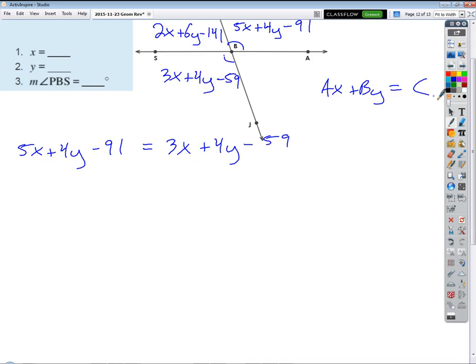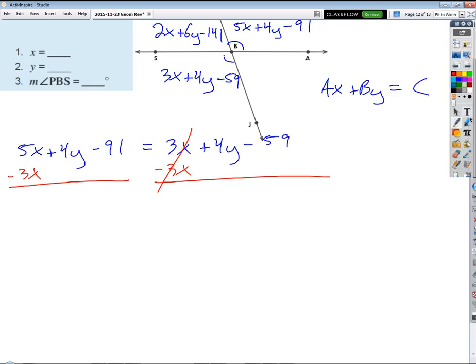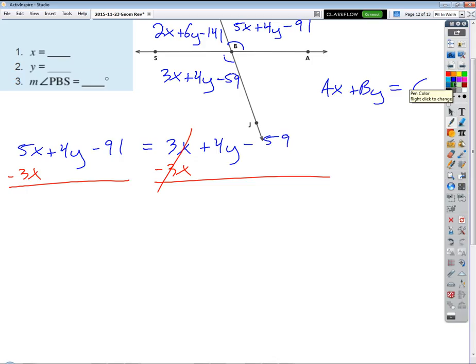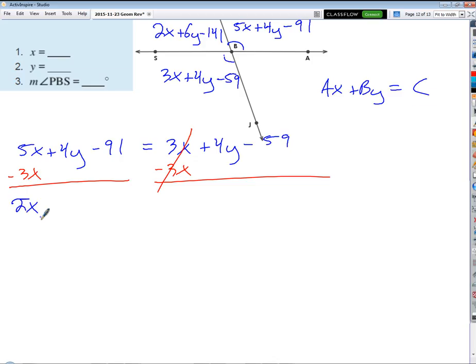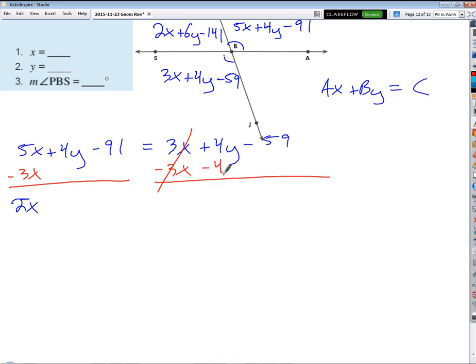I've already got an x term over there, but I've got this one here on the right side. I've got to get it to the left, so I subtract 3x from both sides. That gets rid of the x's from that side. Now I'm going to end up with them on this side. How many x's am I going to end up with? 2x. Good. What about the y's? Minus 4y. Okay, subtract 4y.